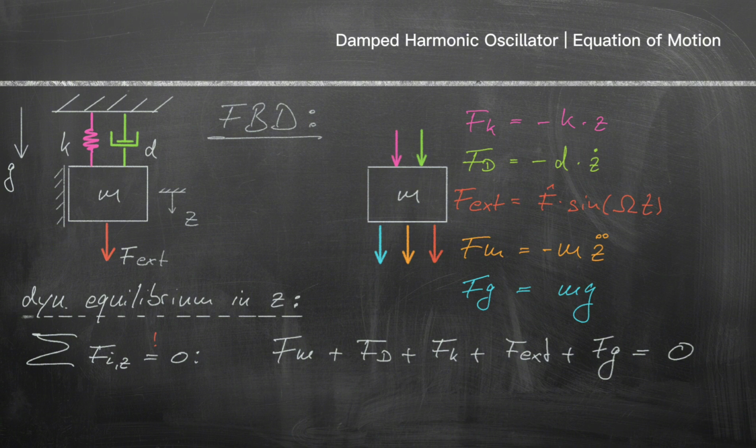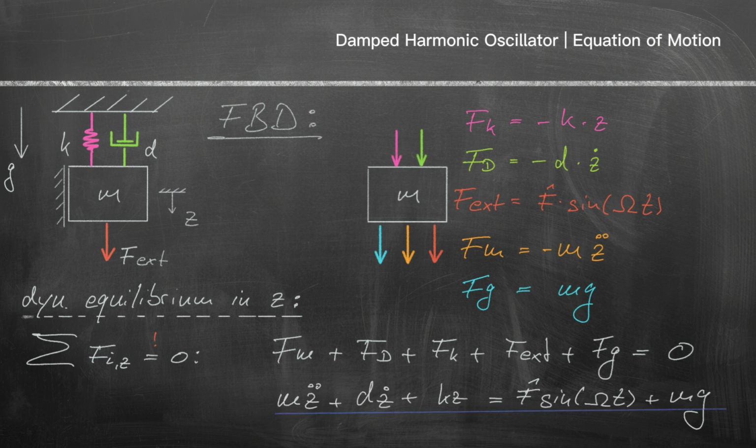If we insert all terms and rearrange the equation such that it starts with a positive term, we obtain m z double dot plus d z dot plus k z equals F hat times sine of capital omega t plus m g. This is the differential equation of motion of the system. It depends on the degree of freedom z and its time derivatives, while all remaining quantities are constants.